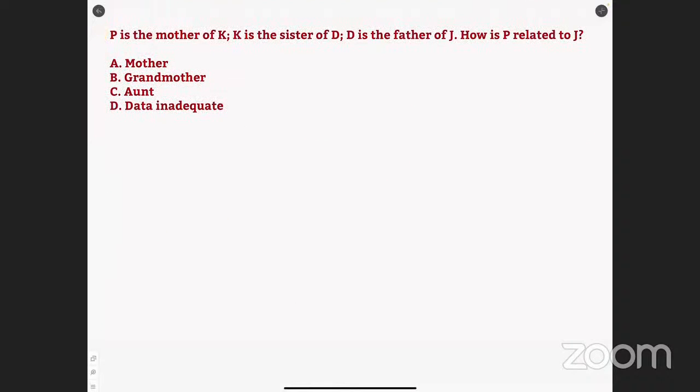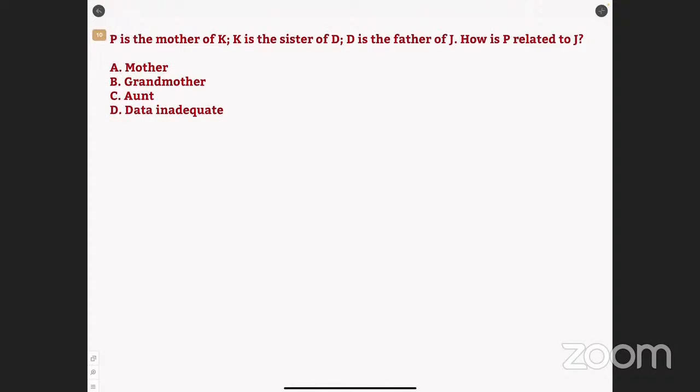P is the mother of K. K is the sister of D, and D is the father of J. How is P related to J? So that is the question. Again, a very simple question. Let us break it down.